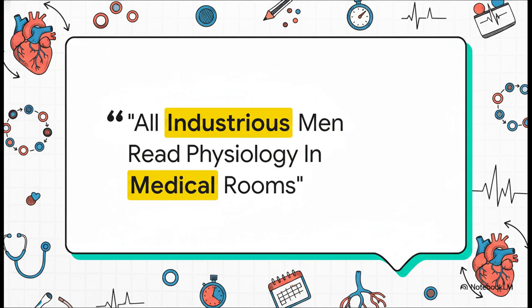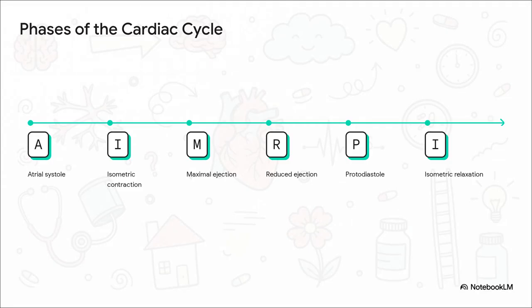Now that sounds like a lot to memorize in order, doesn't it? But what if I told you all you really need to remember is this one sentence right here? This is your key. And here's how that sentence just perfectly maps out the whole thing. The first letter of each word gives you a phase: atrial systole, isometric contraction, maximal ejection, and so on, all the way to reduced filling. It's a complete roadmap for the rhythm of the heart.